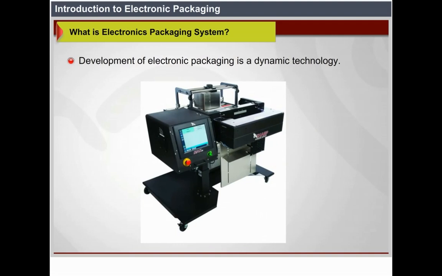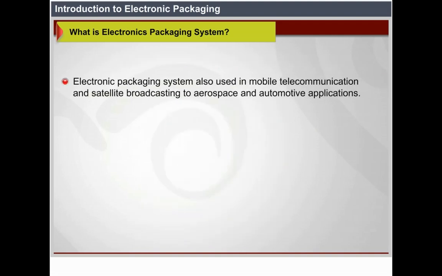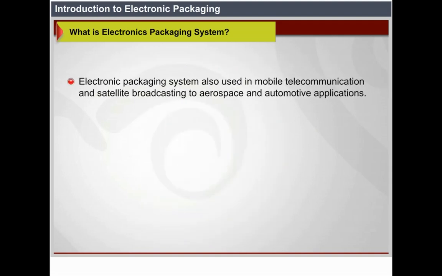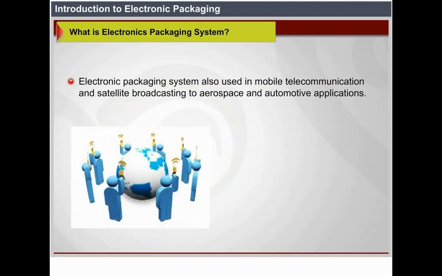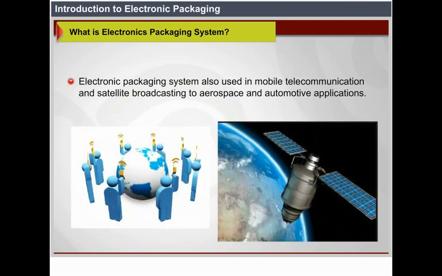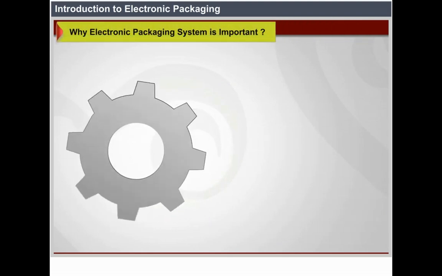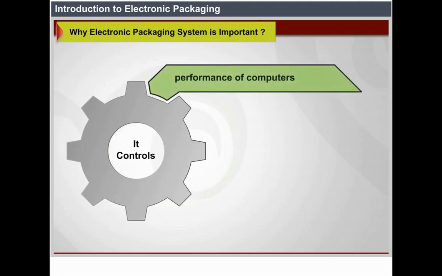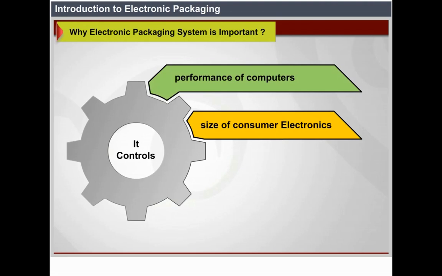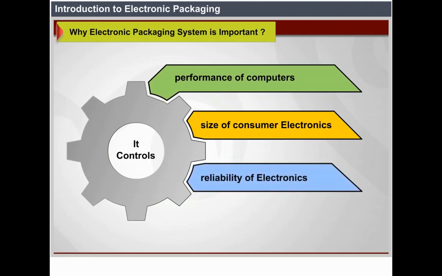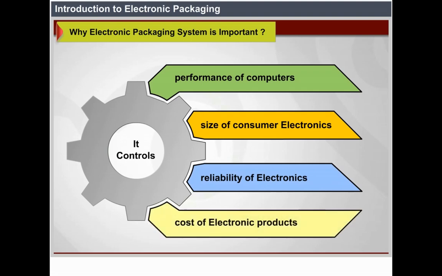Development of electronic packaging is a dynamic technology. Electronic packaging systems are also used in mobile telecommunication and satellite broadcasting to aerospace and automotive applications. Why is electronic packaging system important? It controls performance of computers, controls the size of consumer electronics, controls reliability of electronics, controls the cost of electronic products.